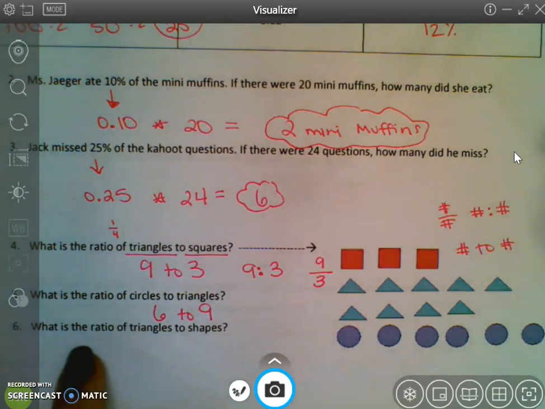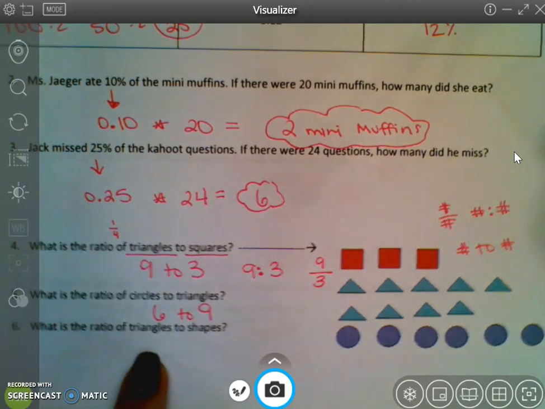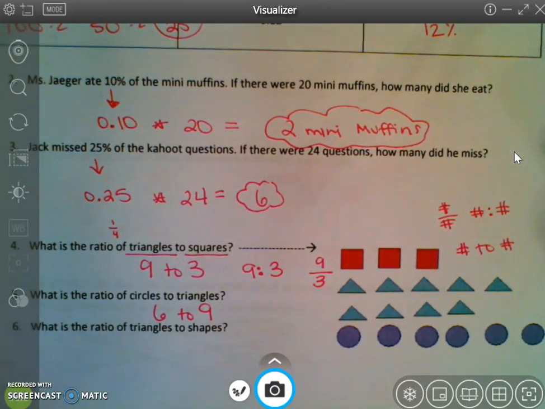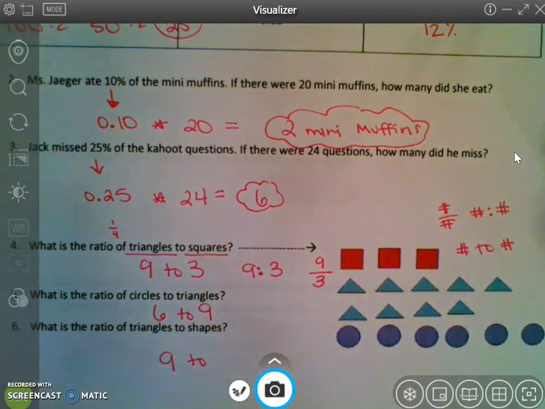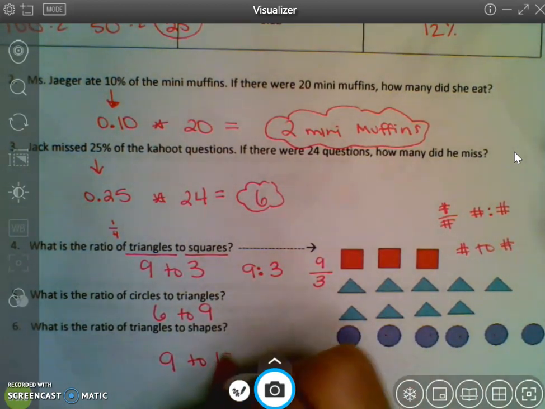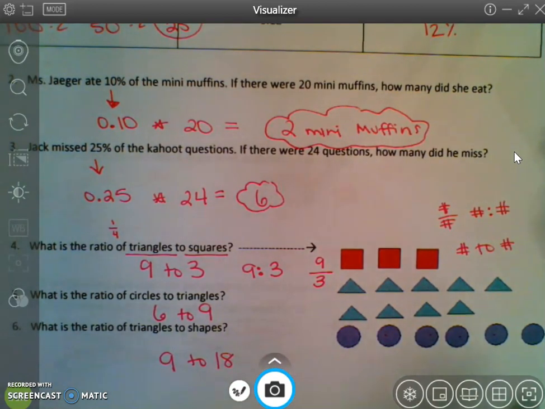Okay, lastly is triangles to shapes. So see if you can do triangles to shapes. All right, so triangles we've already done. We know there's 9 triangles. Shapes means all shapes. 1, 2, 3, 4, 5, 6, 7, 8, 9, 10, 11, 12, 13, 14, 15, 16, 17, 18. Okay, so you have to include whatever shape you had first in it because it's saying to shapes. So 9 to 18.